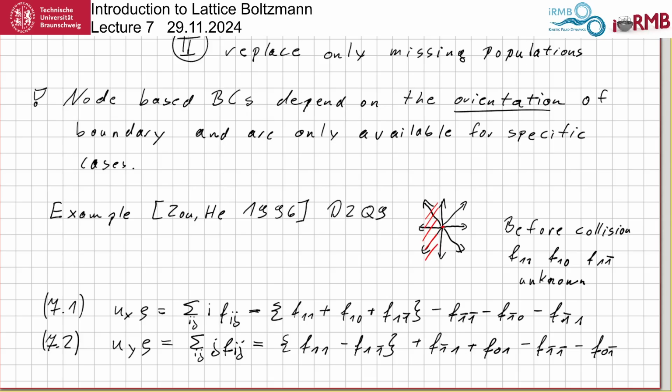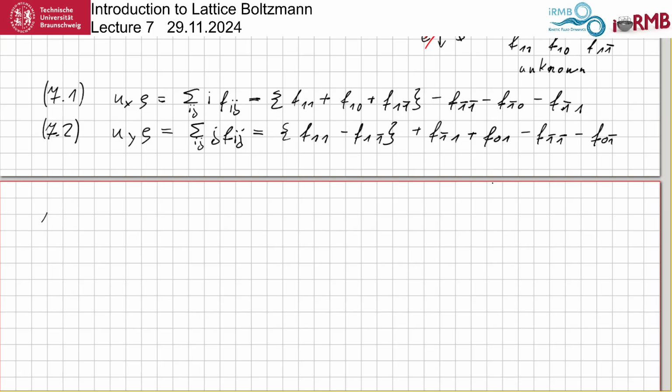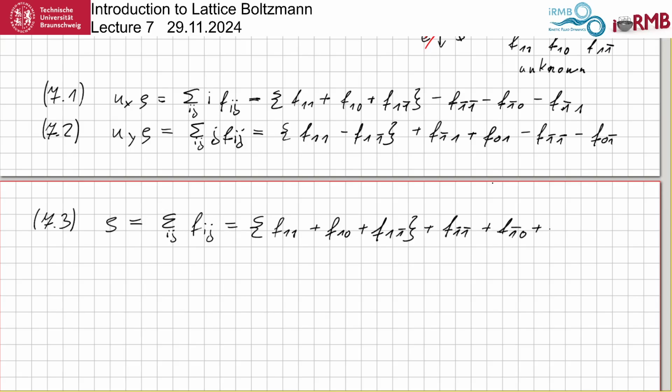And I need a new page. 7.3. Rho is given as the sum over ij of fij. Of course not, sorry. Rho is just the sum over all the populations, where we don't know f11 plus f10 plus f1 minus 1, and after this all the others, plus f minus 10 plus f1. I mean, this is a boundary condition from the time when Lattice Boltzmann was very poorly understood, and they use concepts that are not.